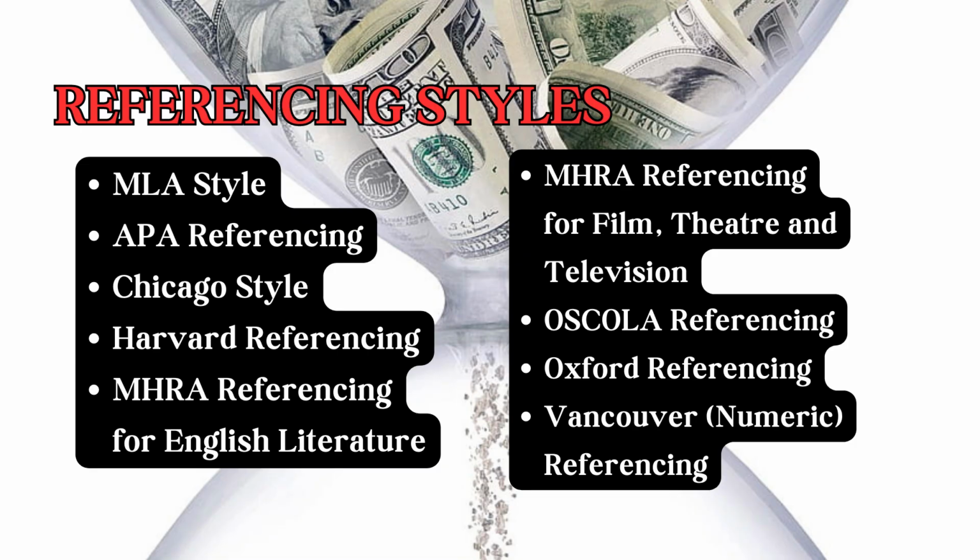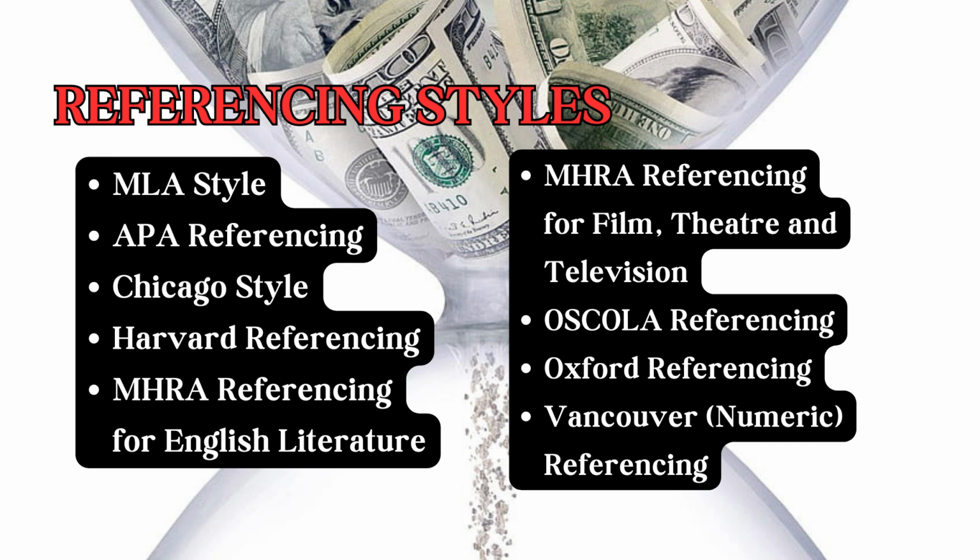Referencing styles. Number 1, MLA. This one is used in humanities, especially language and literature writing. It has parenthetical citations in text with an alphabetical list of works cited at the end. So for MLA, it has a list of works cited at the end.